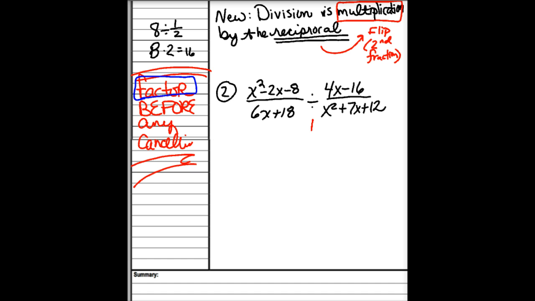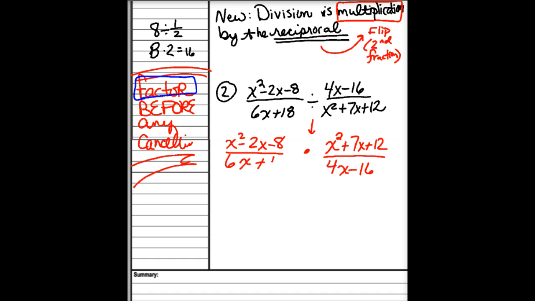So the first thing I'm going to do is change this to multiplication. I'm then going to flip the second fraction. I'm going to leave the first fraction unchanged. I do not cancel, I go factor, and this has a lot of factoring because every single part on here can factor. Is there anything hiding in all of these?